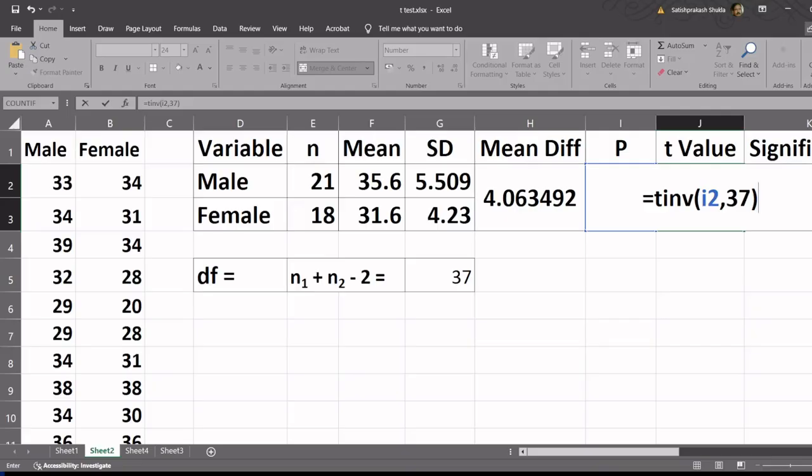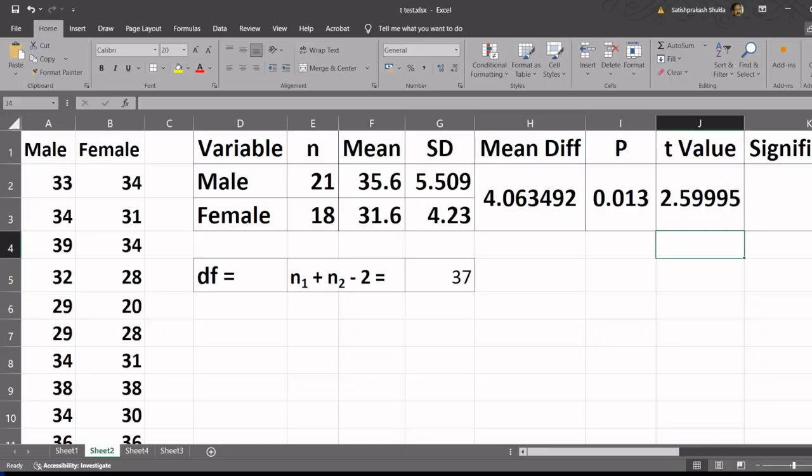To find t value on the basis of probability value, the function is equal t inverse in bracket probability value we have calculated in I2. So, we have written here I2, then comma, then degree of freedom, that is 37. We have written here, and now we press enter key, this will be t value. Now, how the interpretation on the basis of this p or t will be done, that we will see.